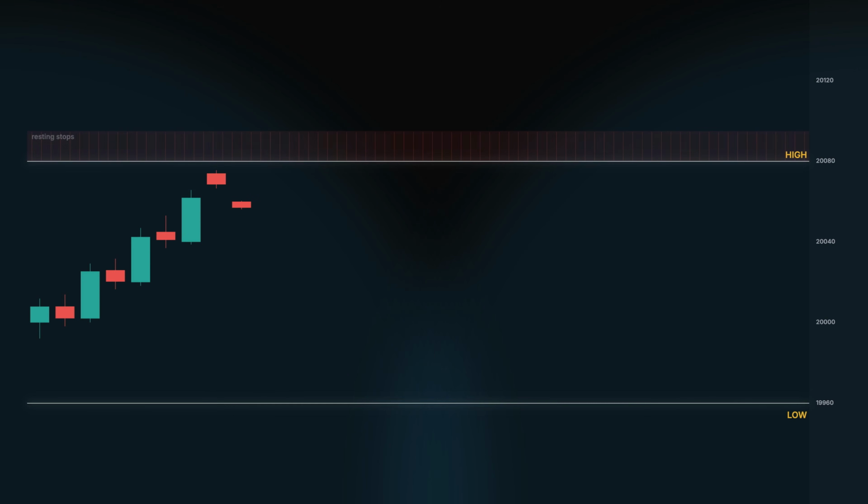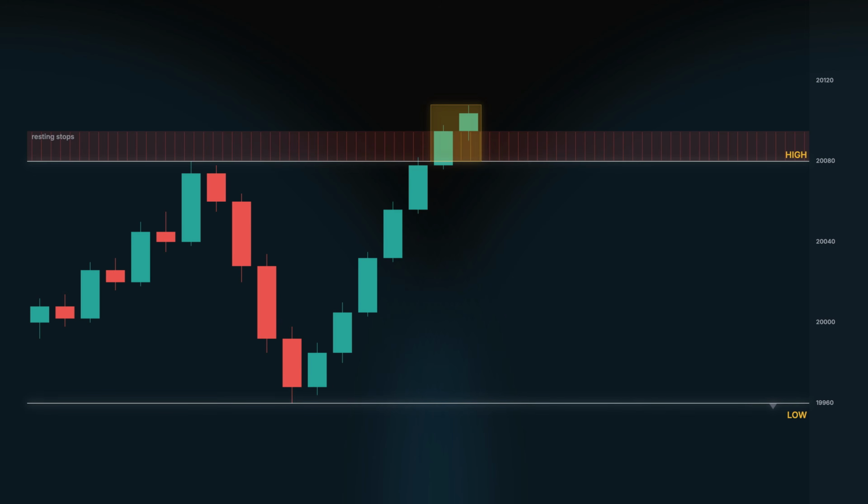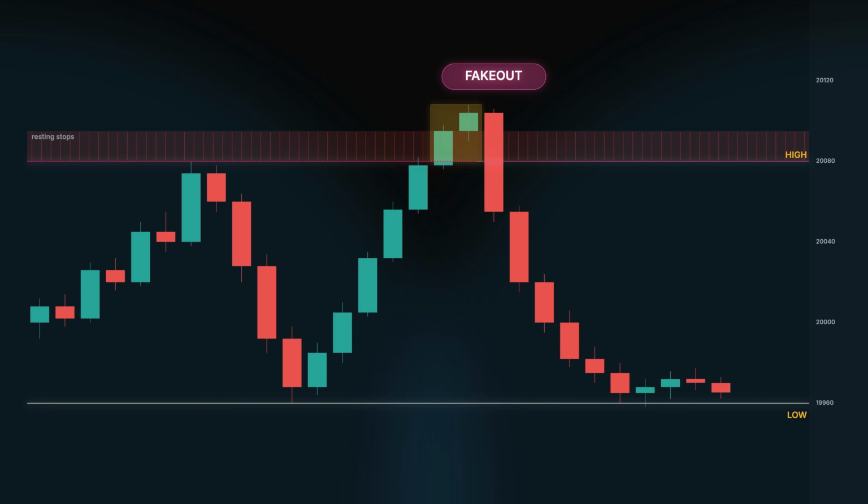You take the previous session's high and low, that's your reference. When the following session pokes above that high or below that low and then reverses back in, that's the fakeout. It swept the stops resting beyond the level and then it turned. That's the move we want to be resting in order for.